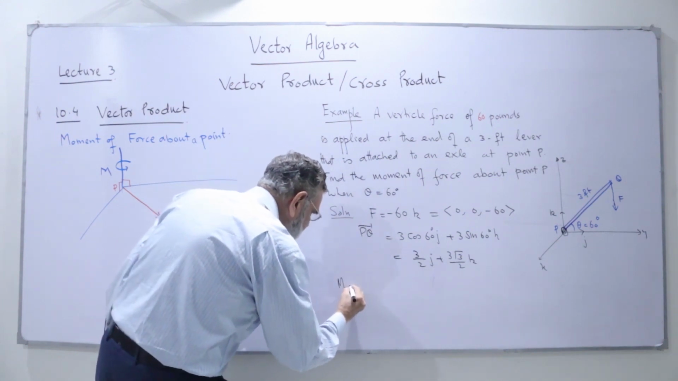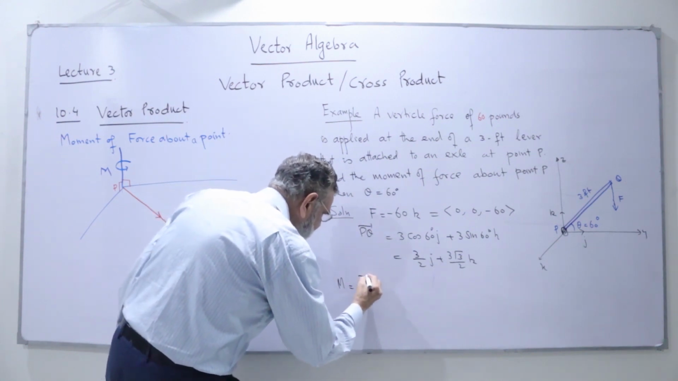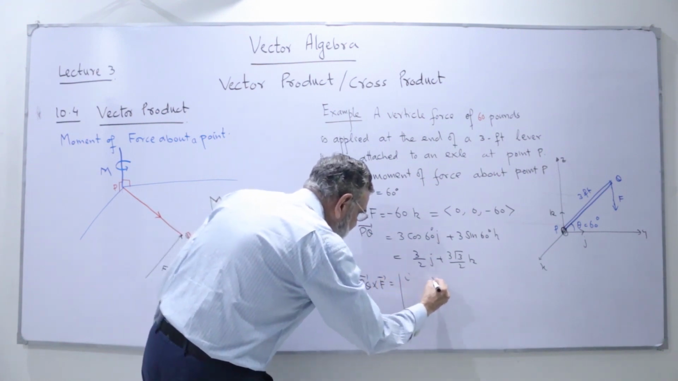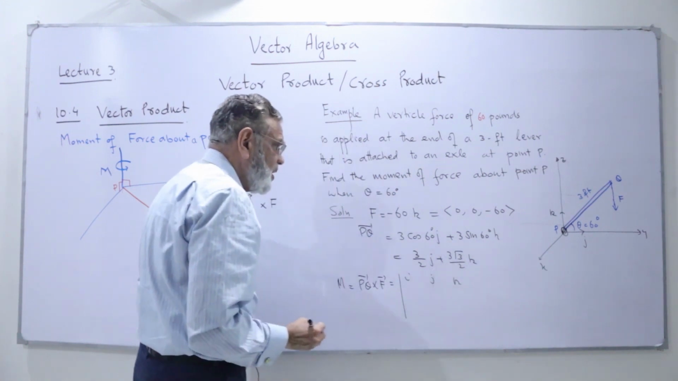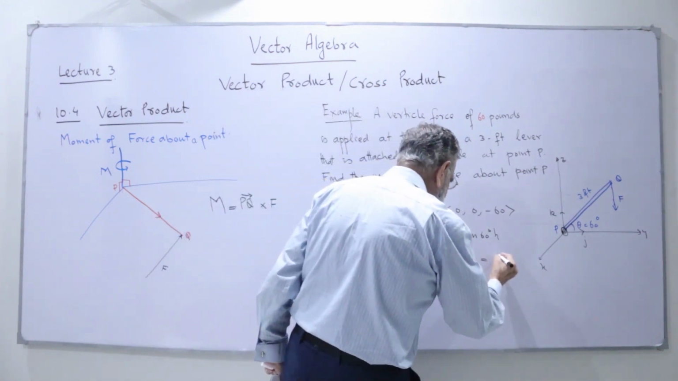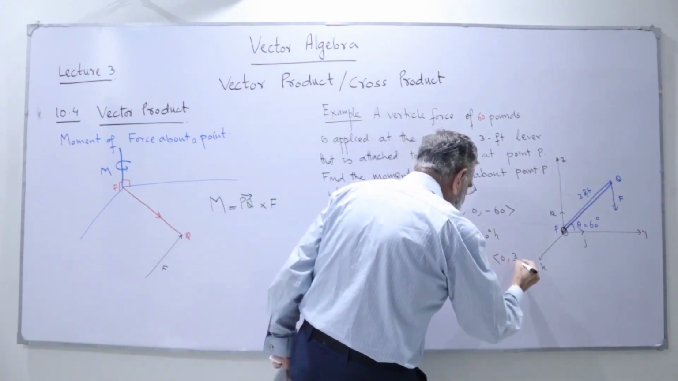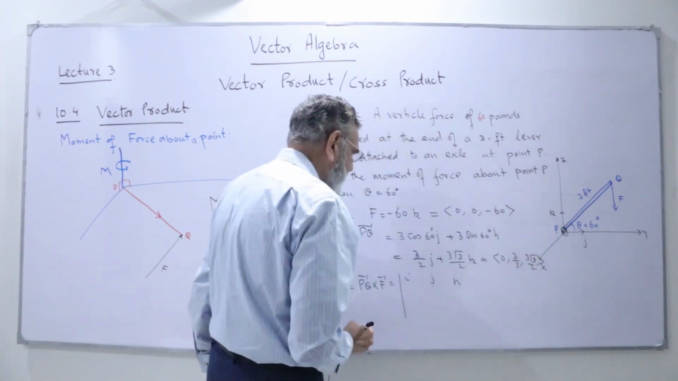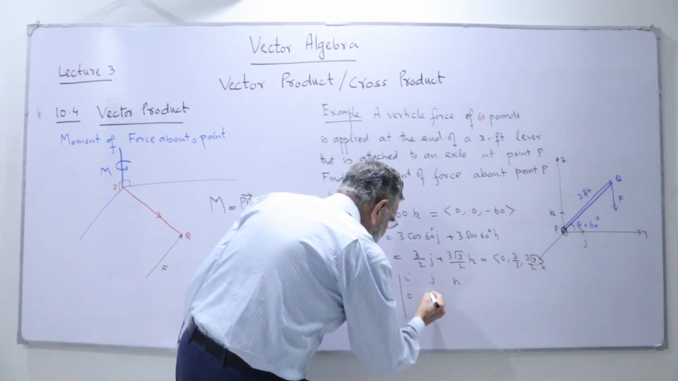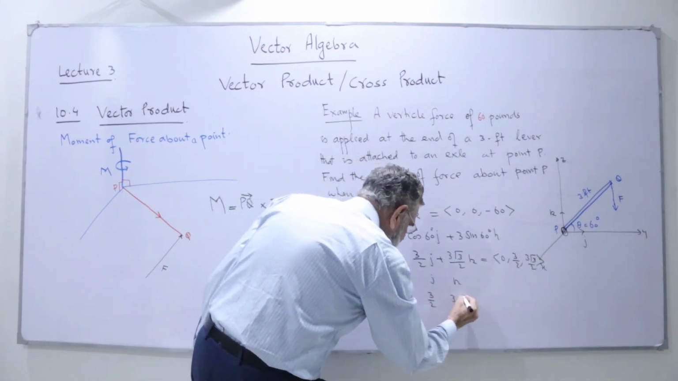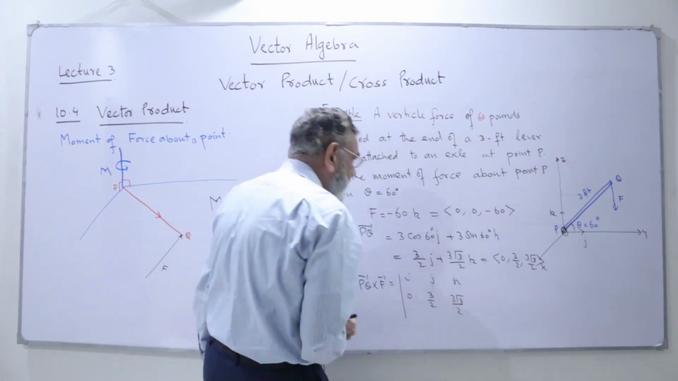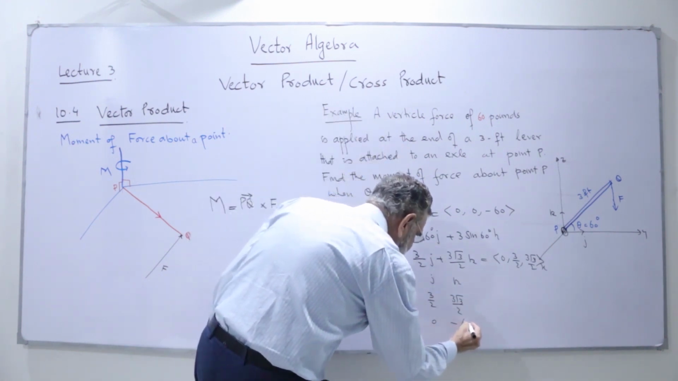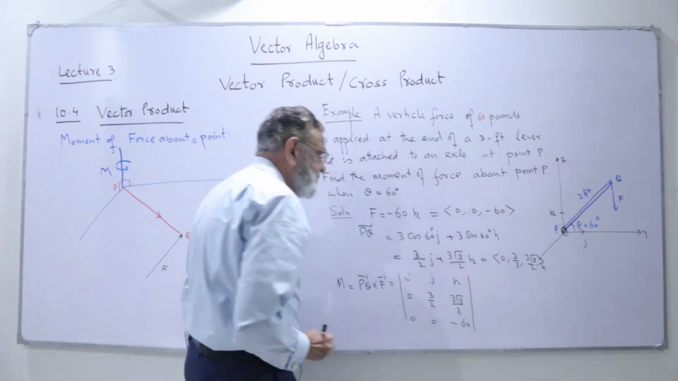The moment of the force is equal to PQ cross F. So what's my PQ? This will be I, J, and K. If I write PQ in vector notation, we have 0, 3 over 2, and 3 root 3 over 2. And F is 0, 0, and minus 60, the magnitude of this one.